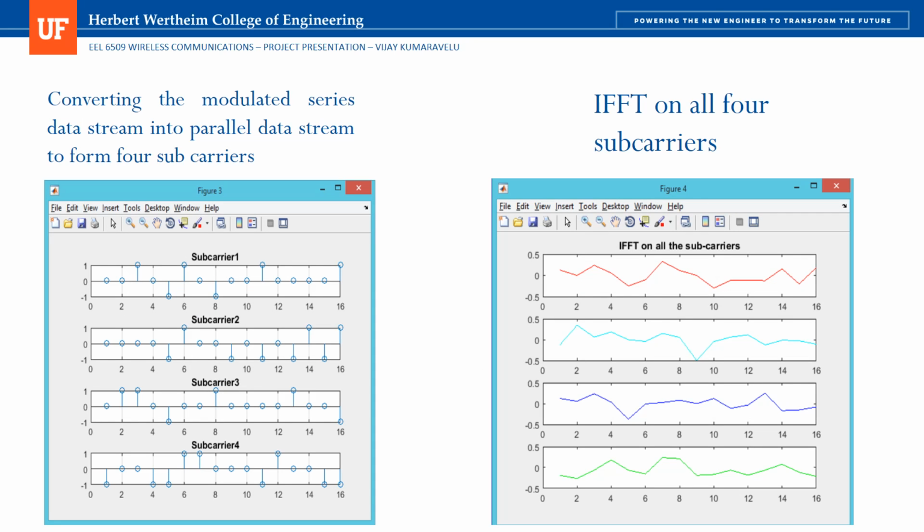So before QPSK modulation, the serial data is converted into a parallel stream of data. That is, you have the number of subcarriers. Here I have used 4 subcarriers, and then these 4 subcarriers are modulated using QPSK modulation, and then IFFT is applied on all 4 subcarriers. As you can see on the right of the screen, this is the plot of the subcarriers after IFFT was applied.